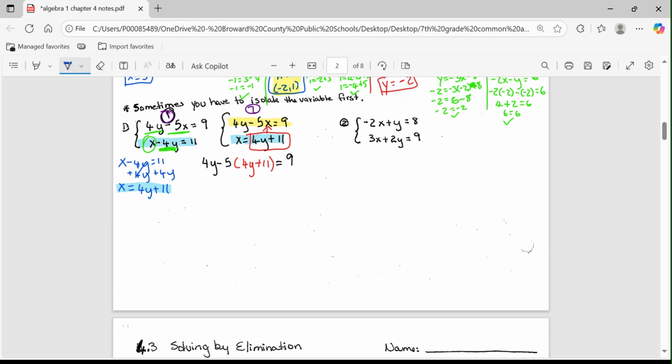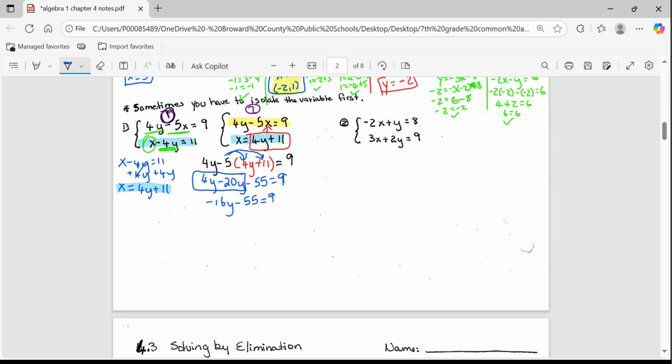I'm simplifying the left, the right, moving across the equal sign. My left side has a lot going on, so I'm going to simplify it. 4y, I'm going to distribute that negative 5 so that I get negative 20y. Negative 5 times 11 is going to give me negative 55, and then that's equal to 9. I'm going to combine like terms. 4y minus 20y is going to give me negative 16y minus 55. That's equal to 9.